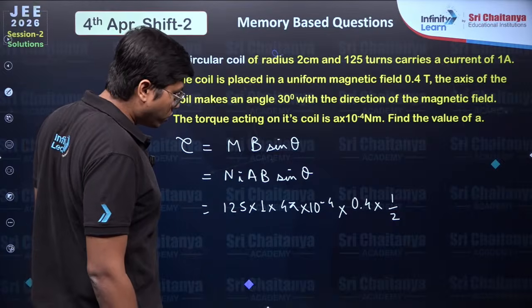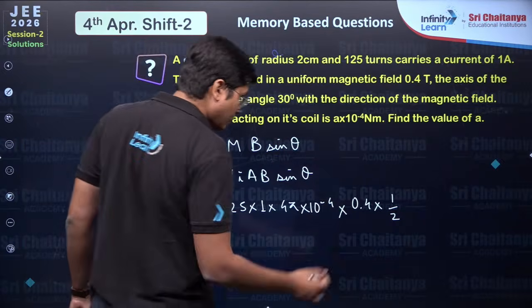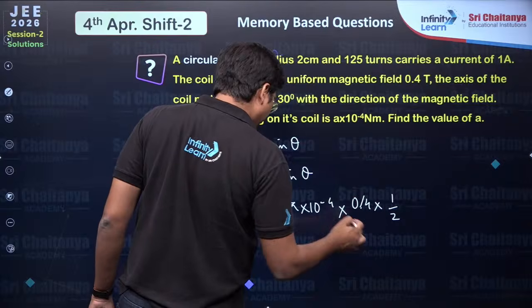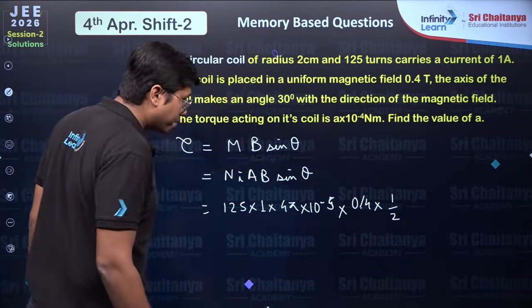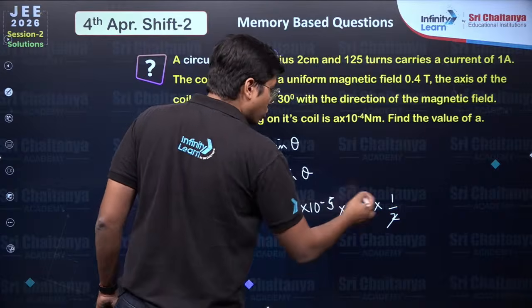What all can we take out over here? Over here, let's get rid of this. Make it 10 to the power minus 5. Get rid of this. This goes with a 2.